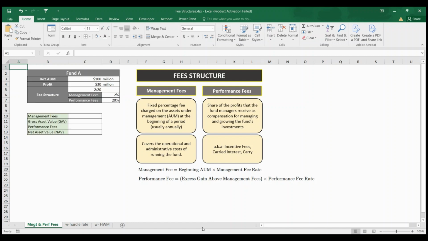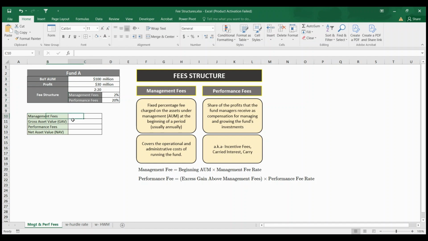Now, coming to the calculation part to understand the fee structure better. Let's say the beginning of the year AUM of our fund A is 100 million, and we have earned a profit of 30 million, and our fee structure is 2 is to 20. Here, 2 means management fees, which is equal to 2%, and 20 means performance fees, which is equal to 20%. It is just a way of demonstrating fee structure 2 is to 20.